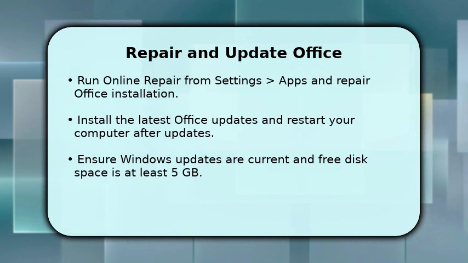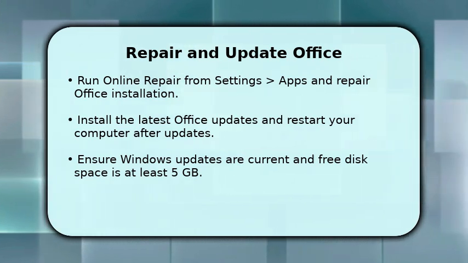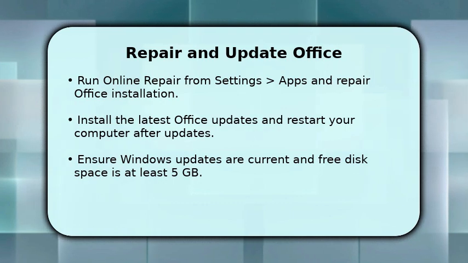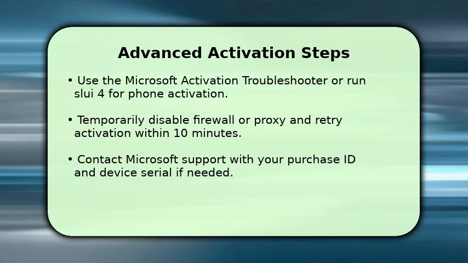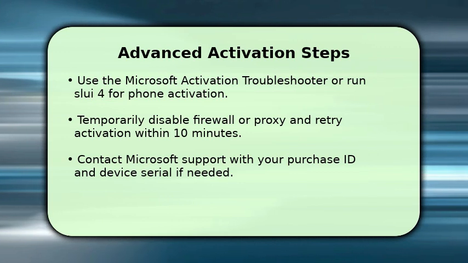Make sure Windows updates are current and free disk space is at least 5 GB before retrying activation. If basic steps fail, run the Microsoft Activation Troubleshooter to detect common issues. On Windows, open Run and type SLUI 4 for phone activation if online activation fails.